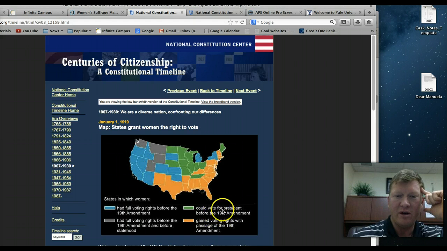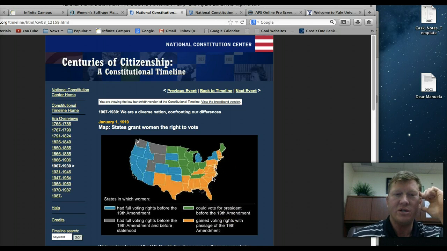And then in green, women could vote for president before the 19th Amendment. So these states up here in green, like Maine, Tennessee, Illinois, Indiana, Ohio, Wisconsin, Minnesota, those could all vote for president before the 19th Amendment. They didn't have full voting rights, but they could vote for president. And then here in the orange, basically, women didn't have any voting rights. They gained voting rights only when the 19th Amendment was passed.